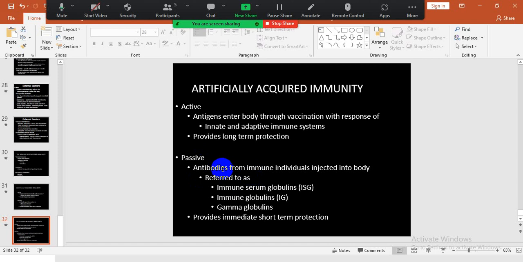Then we have the passive. Passive artificial means that for those women who have hepatitis B, when they are giving birth, we give them something we call immunoglobulins. So these are antibodies from immune people. We can even go to somebody who had hepatitis B or HIV but has recovered. We take the person's blood, spin the blood, and take the antibodies or the serum, put it in somebody who is having hepatitis B, and it will cure the person.